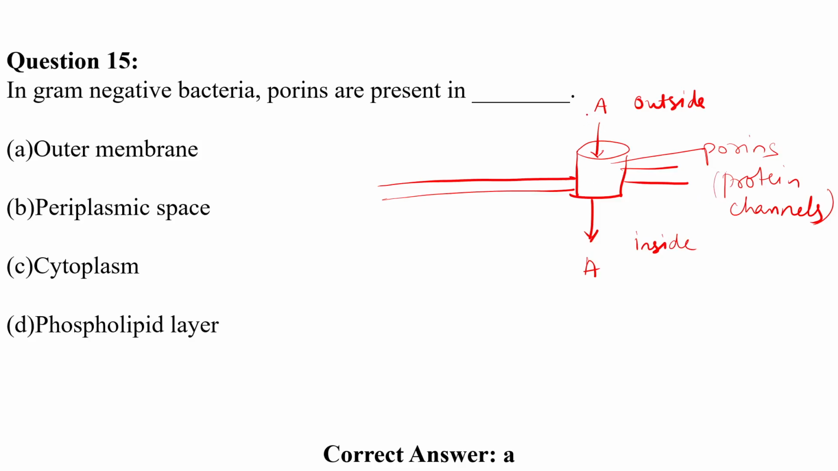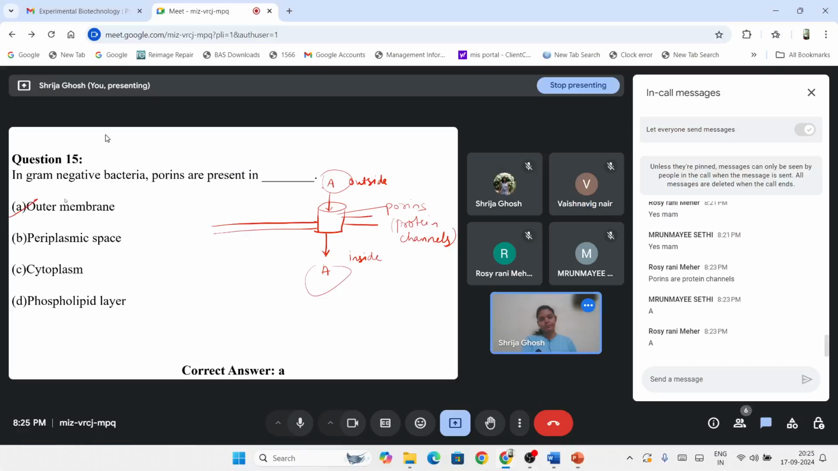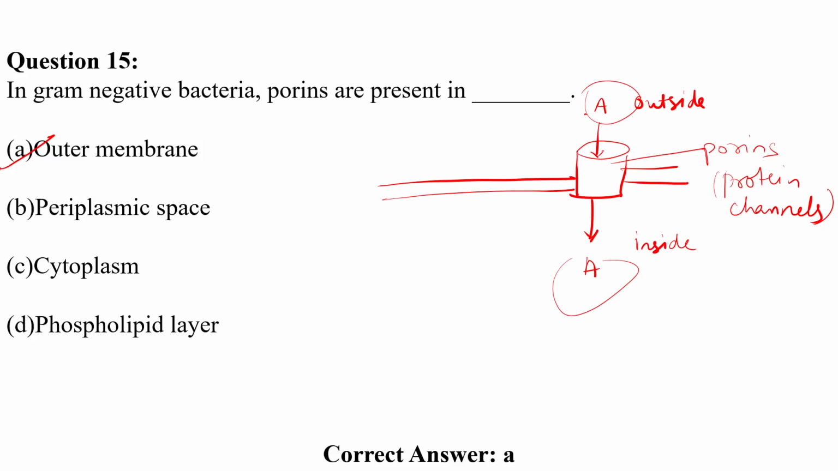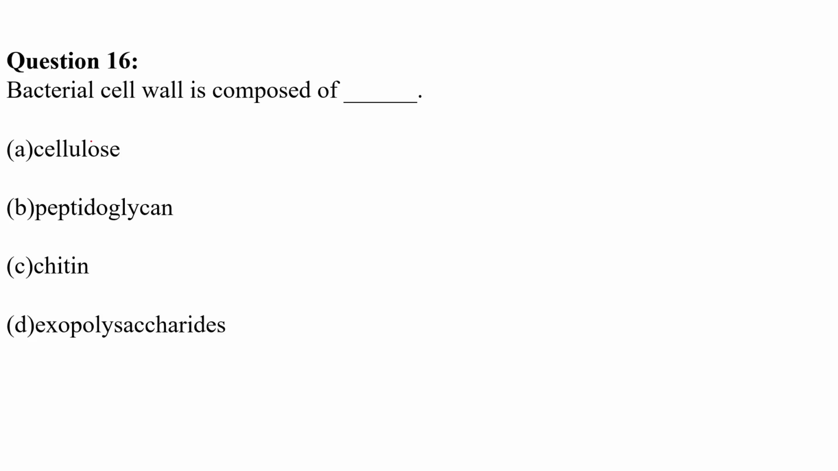These are protein channels that facilitate the movement of a molecule from outside to inside. Okay, so these are embedded in the outer membrane to facilitate the movement of any molecule from outside to inside the cell. This is clear. Moving on to the next question now.